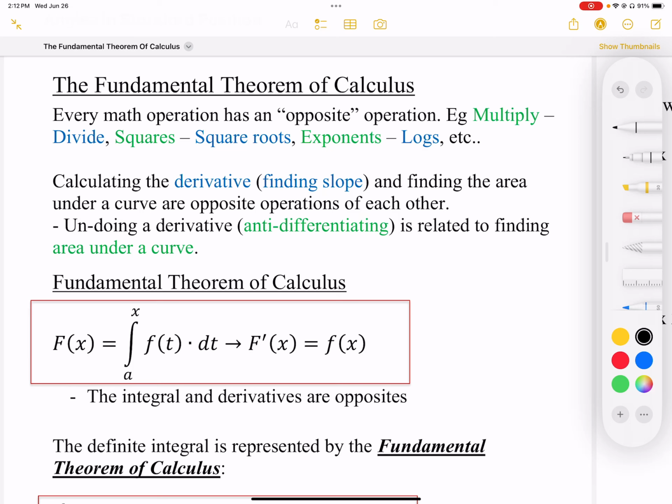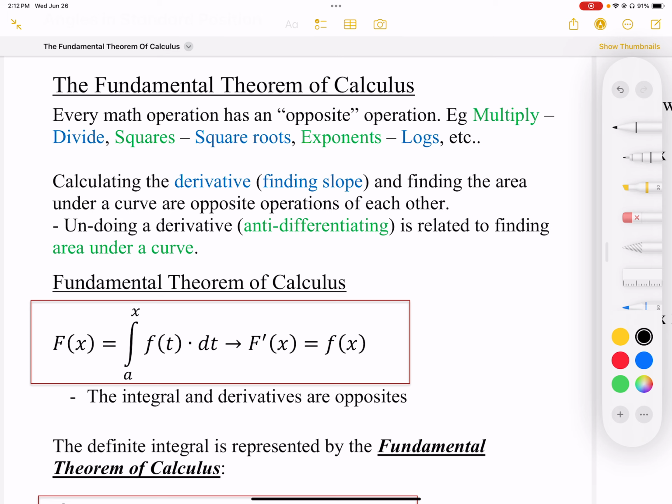The fundamental theorem of calculus. So for the past few lessons, we've been looking at the antiderivative, and we've also been looking at the area under the curve, or the definite integral, and we've been alluding to the fact that these two things are connected. In fact, they are definitely connected.